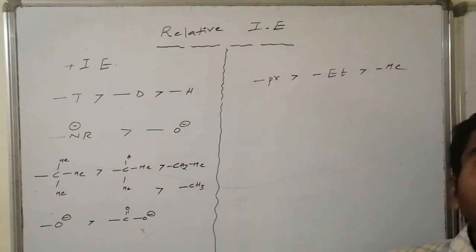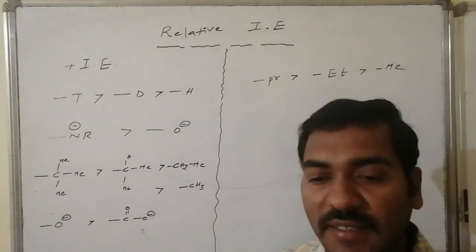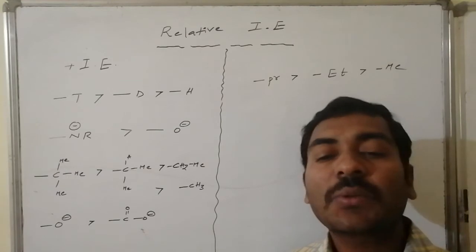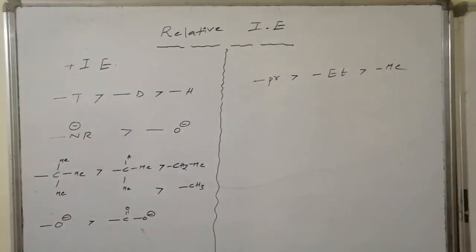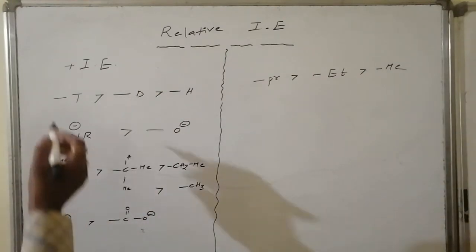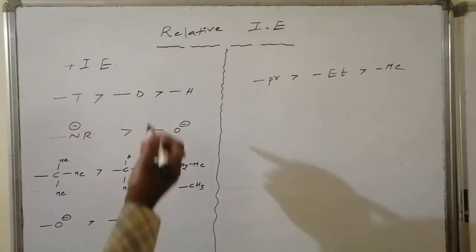Suppose hydrogen is there, deuterium is there, tritium is there. In this case, the heavier isotope has the highest positive inductive effect. Therefore, the positive inductive effect of tritium is greater compared to deuterium and compared to hydrogen.